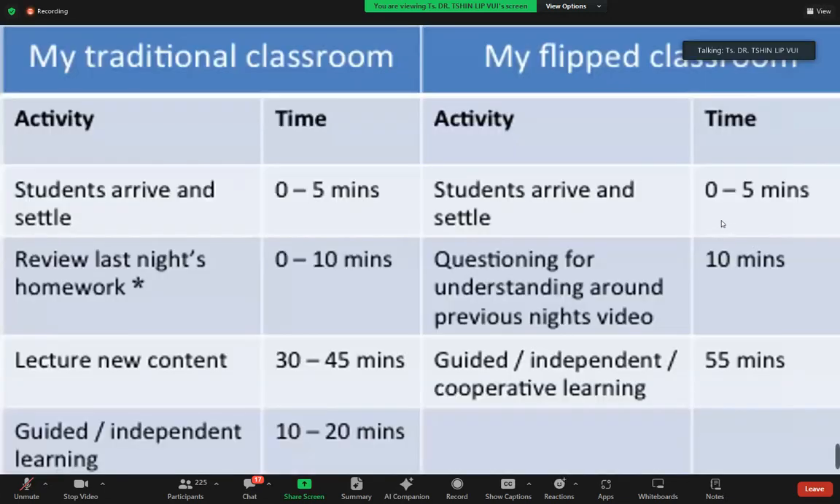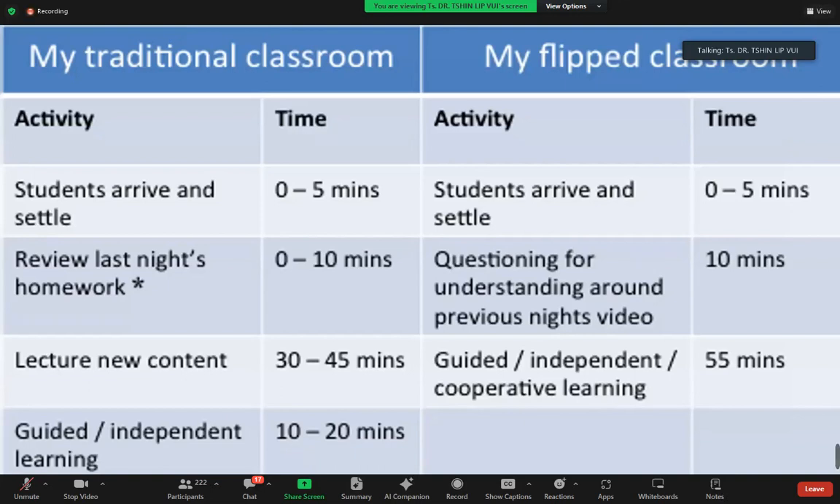And this is the traditional classroom. Normally for the traditional class, we take 0 to 5 minutes to review the last night's homework. This is what we implement in Malaysia. The lecturer has to recall what students learned in the previous class.